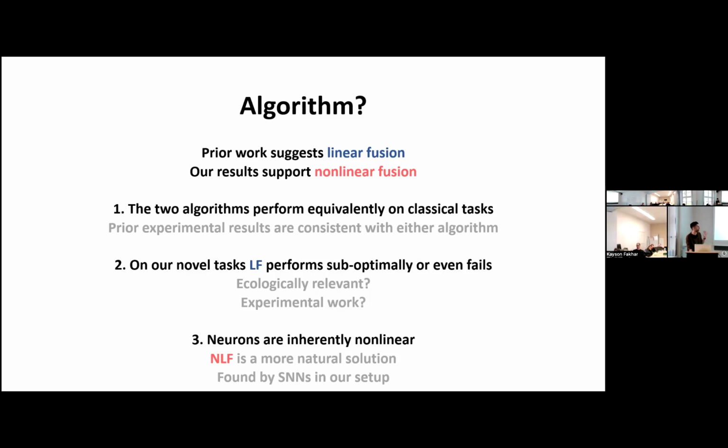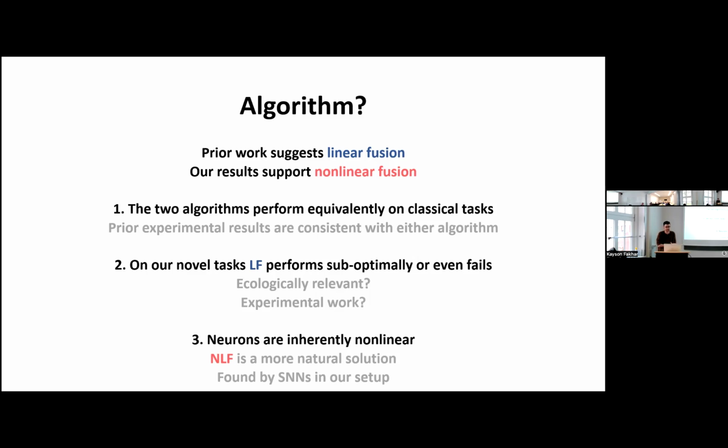The second is that on our new task, linear fusion performs suboptimally or even fails. And so if we think of these tasks, with these types of relations between channels, as being ecologically relevant, then we would assume that animals would benefit from performing better. The other point here is that some of these tasks constitute really simple experiments. So for example, if you have an animal and it's able to perform our co-modulation task, then it must be implementing nonlinear fusion. So we're in the process of collaborating with some experimentalists on trying those tasks at the minute.